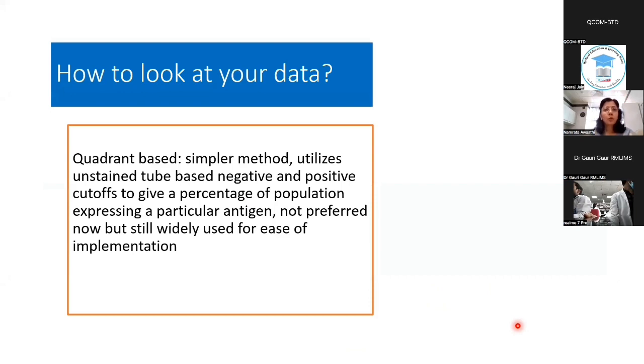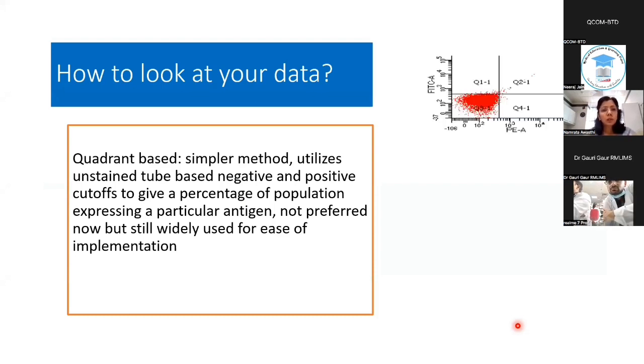Now, how to look at your data? This is a very common question which we encounter: how do you know which is the positive population and which is the negative population? A quadrant-based approach is a simpler technique. In this, we utilize unstained tube-based negative and positive cutoffs to give a percentage of population expressing a particular antigen.